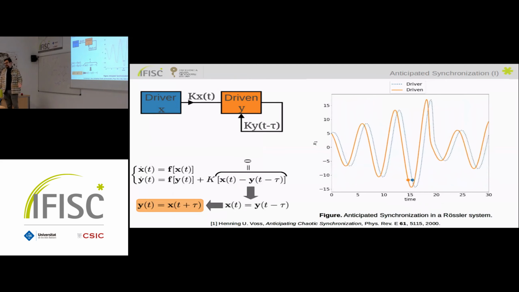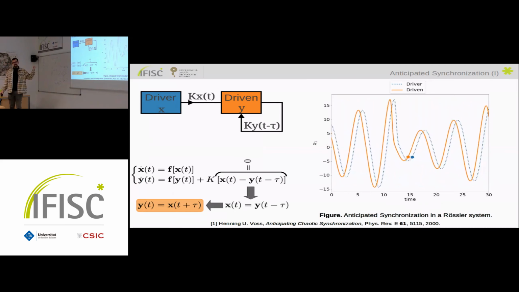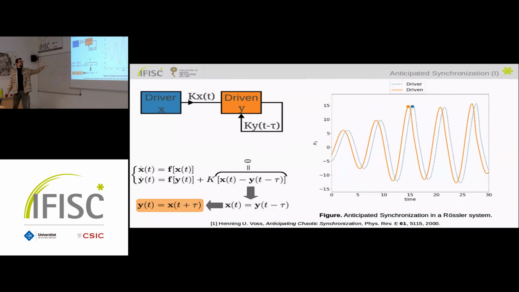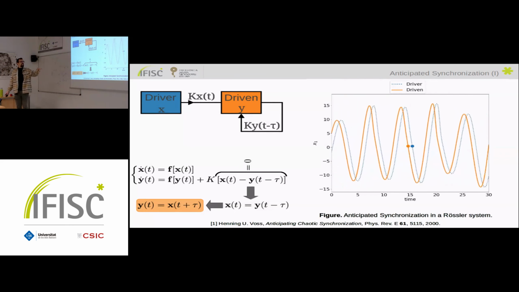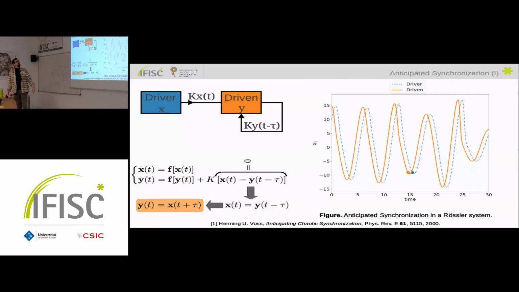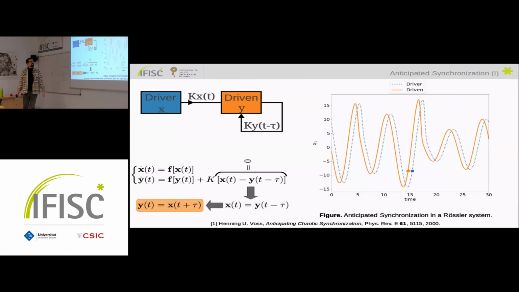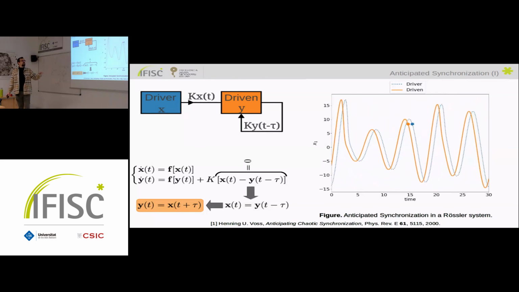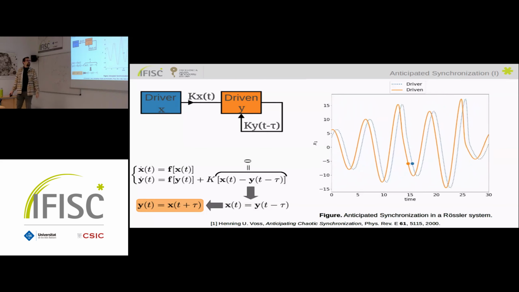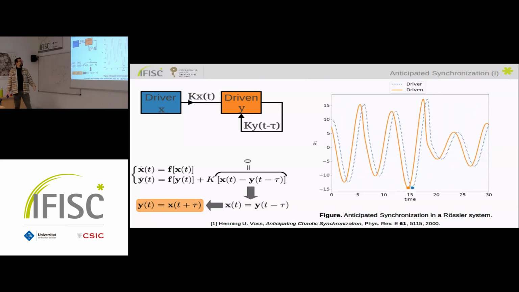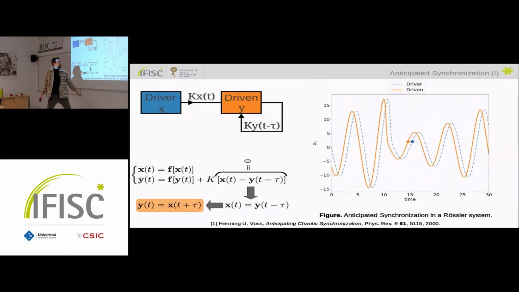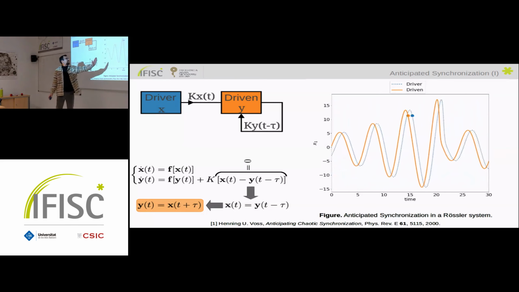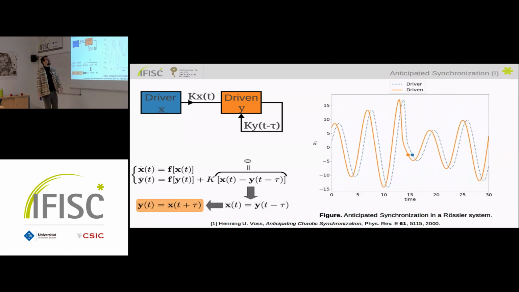So anticipated synchronization, of course, is similar to the synchronization that we have already explained. So we have, in this case, two systems that are synchronized, are doing the same movement, but they are not doing the movement at the same time. One system is anticipating, so it's kind of forecasting what the other system will do. So as you can see here, this orange system is going ahead of the blue system.